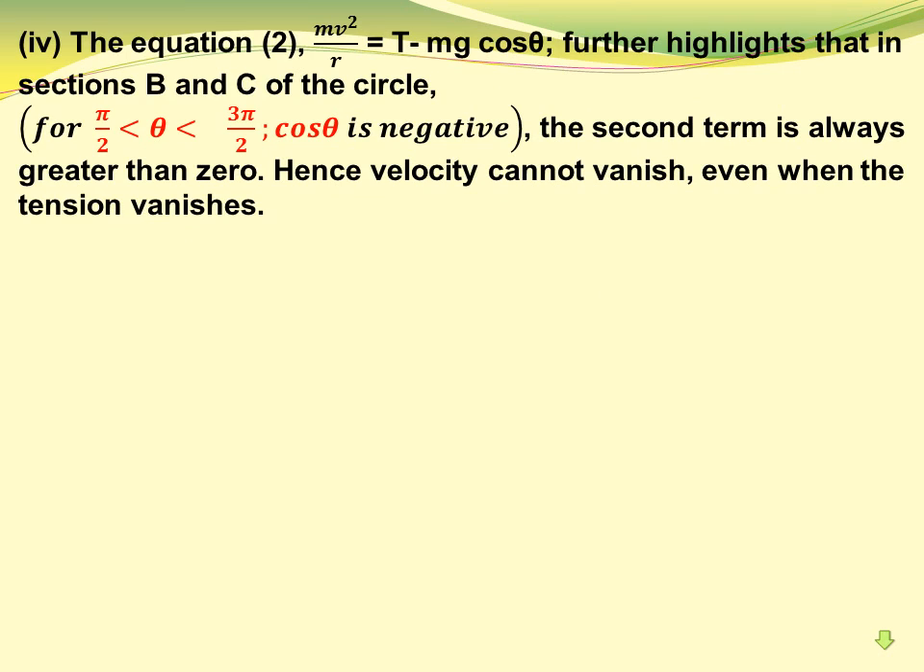The fourth equation, equation 2, again I repeat that equation: T minus mg cos theta is equal to mv square by r. This further highlights that in sections B and C of the circle, for pi by 2 less than theta less than 3 pi by 2, cos theta is negative. The second term is always greater than 0. Hence, velocity cannot vanish even when the tension vanishes.